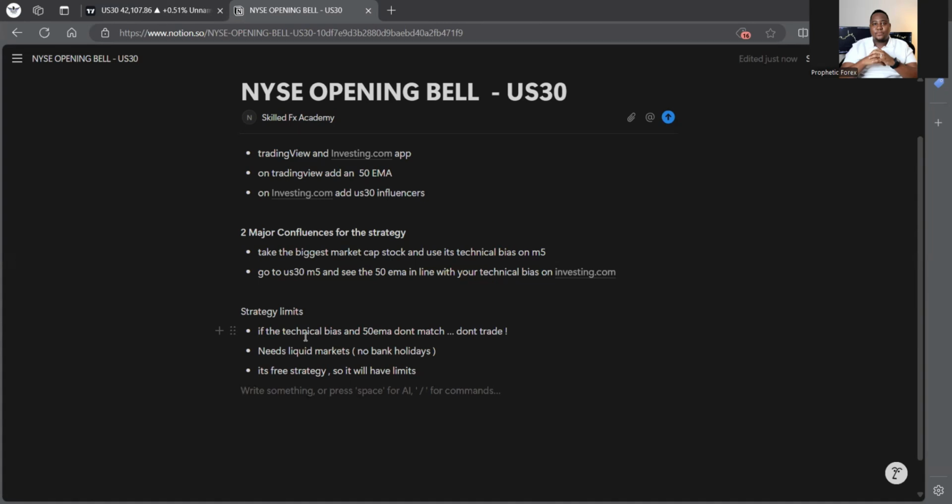Number two, it needs to be a liquid market. So USDT is a good liquid market, but when it's bank holidays, there is no liquidity. So look out for bank holidays, especially USA bank holidays. Stay away from trading the New York Stock Exchange opening bell.